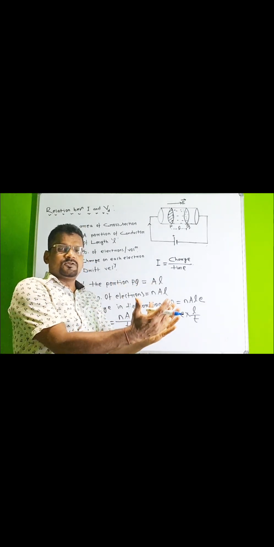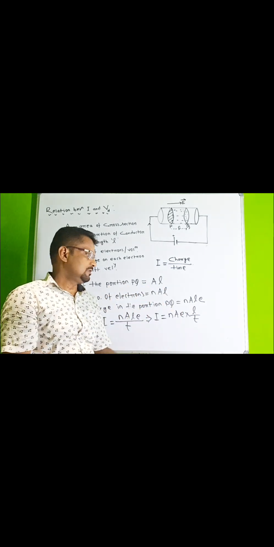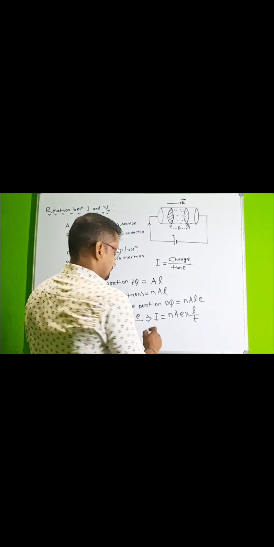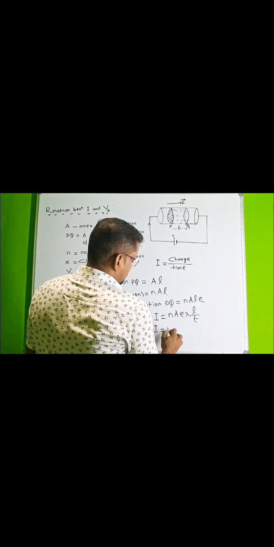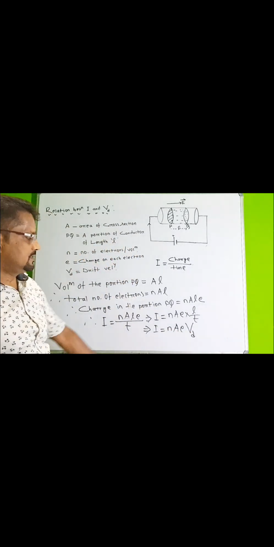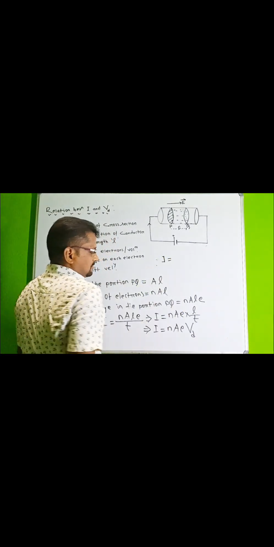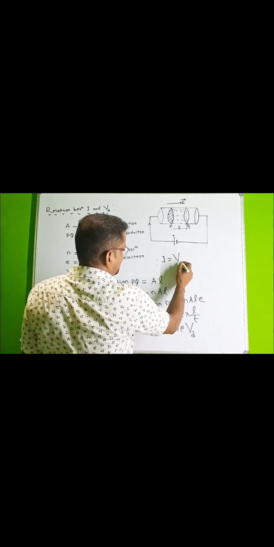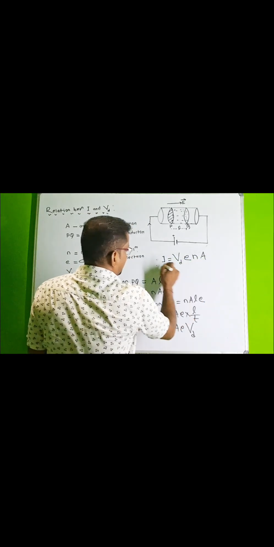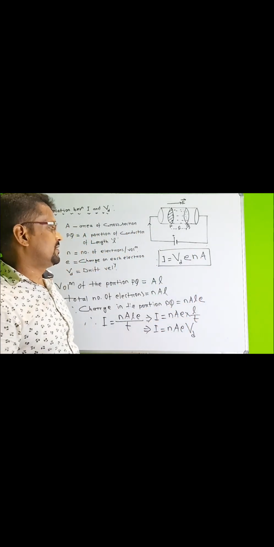Because the electrons have an average velocity that is known as drift velocity. That's why this L by T is nothing but your drift velocity. So finally you can write I equals n A e v_d. This is the relation. So finally I equals v_d e n A. This is the relation between current and your drift velocity.